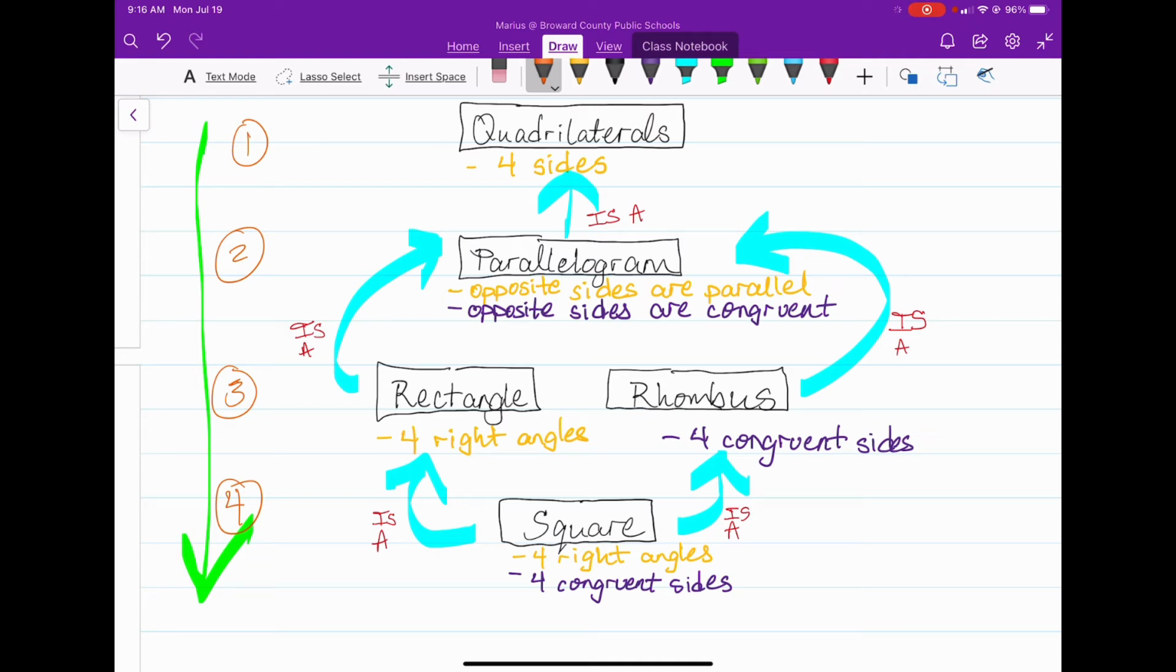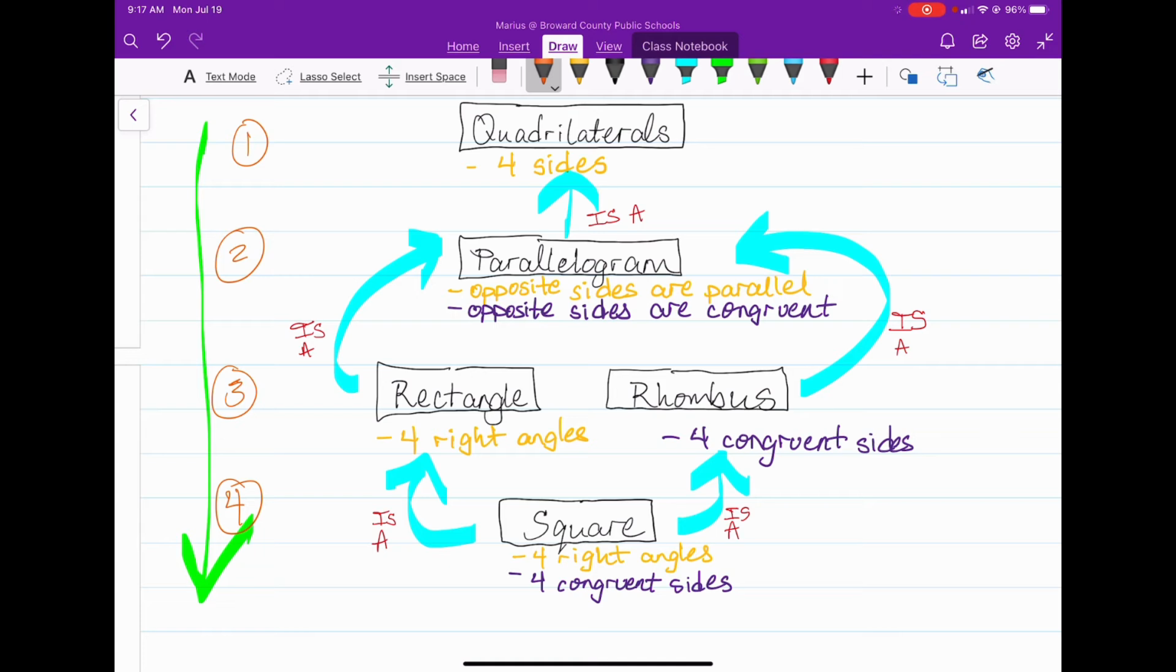Rectangles have four right angles. Rhombus have four congruent sides. Okay? Which is another way of saying that all the sides are equal. Okay, but they do not have four right angles. Rectangles have four right angles, but not all of the sides are congruent.